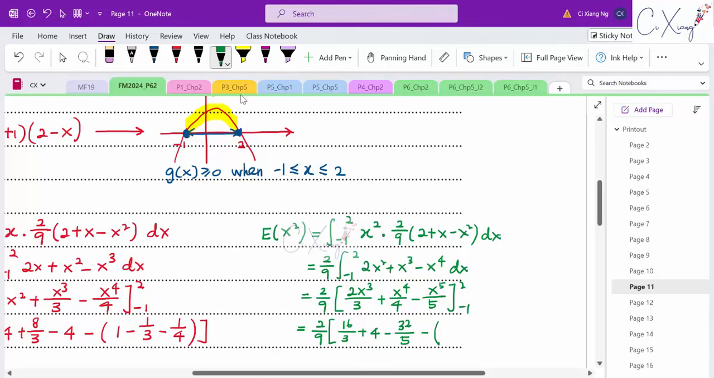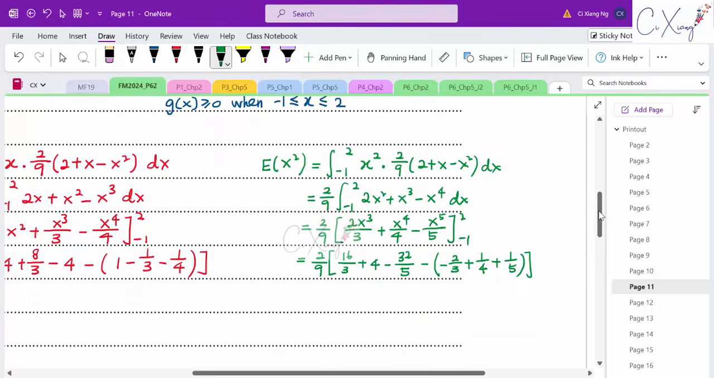Then substitute negative 1. The first term is negative 2 over 3. Then the second term is 1 over 4. The third term is 1 over 5. Okay, so when you do all this substitution, just make sure that you don't make careless mistakes because there are negative signs here and there. Very easily we might make some careless mistakes, so just make sure that you try to avoid it. Okay, and the expected value for x squared is 7 over 10.